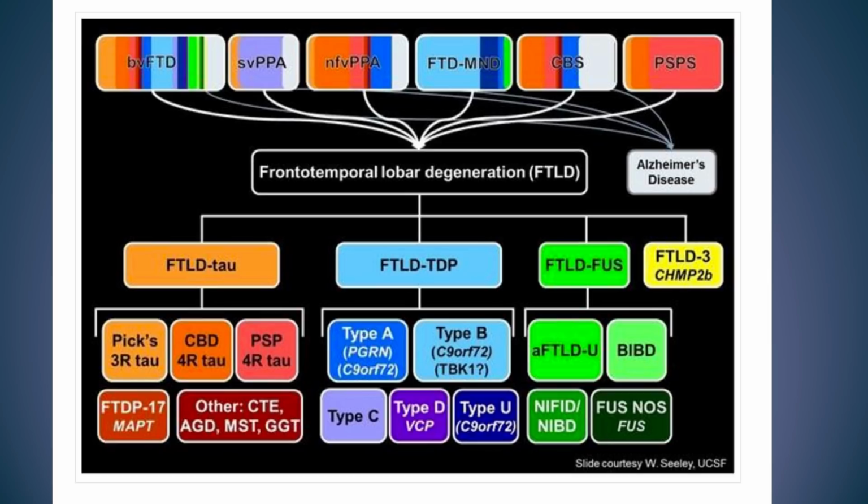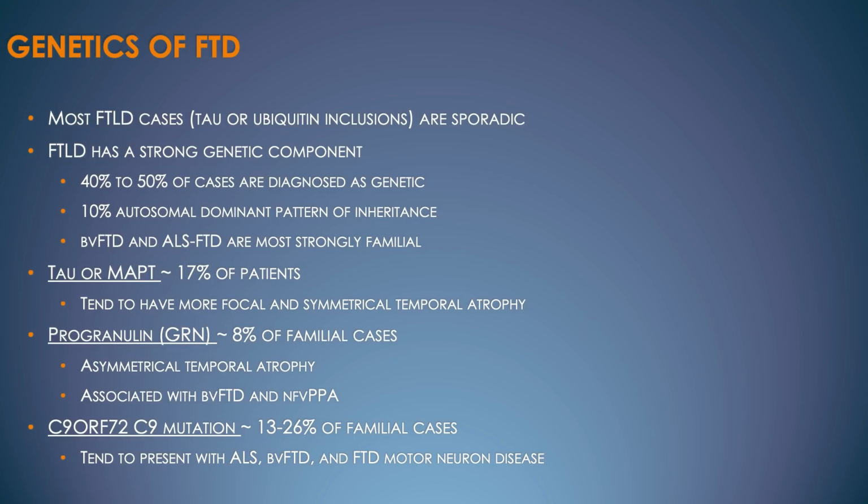All right, so the genetics of FTD, most often they're going to be sporadic. So these happen and we don't know why. But FTD does have a strong genetic component. And so about 40 to 50% of cases are diagnosed as genetic, and 10% have what is called an autosomal dominant pattern of inheritance. So that means if one parent has that gene, each child has a 50-50 chance of getting it.